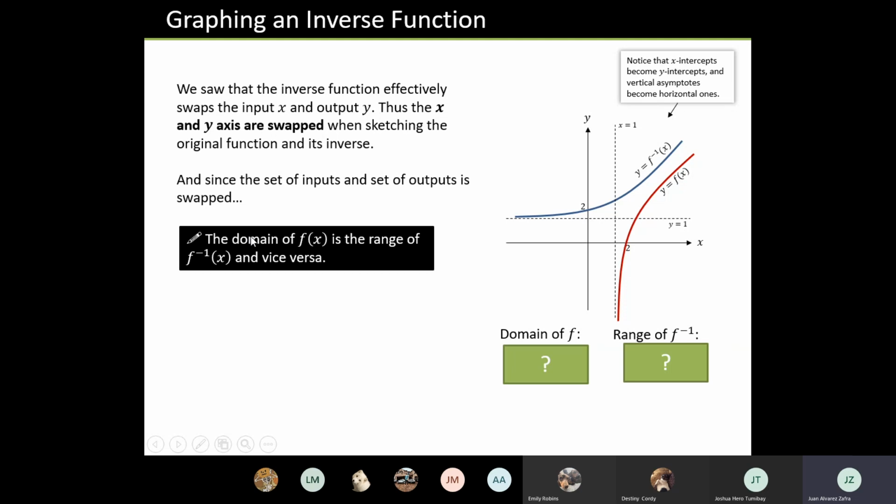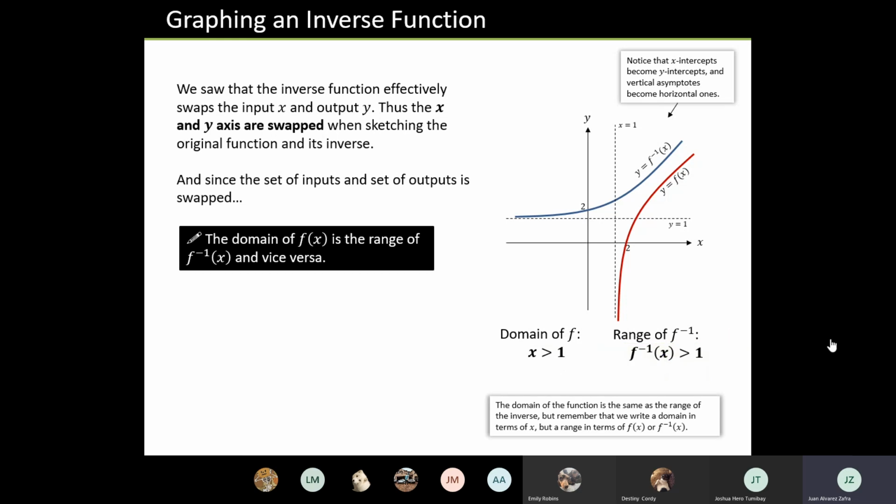And next thing, notice that the domain of your function, the input values of your function, is the range of your inverse function, because your inverse function has to take things back. So the domain of one of them is the range of the other. The input set of one of them is the output set of the other, both ways round. So for f, notice that for this function, the domain is values of x greater than 1. That means the range of the inverse is f to the minus 1 of x greater than 1. Okay. And there we've got that they're reflecting in y equals x.